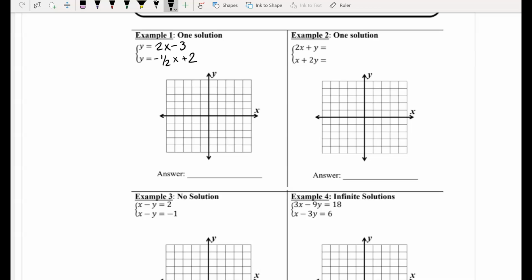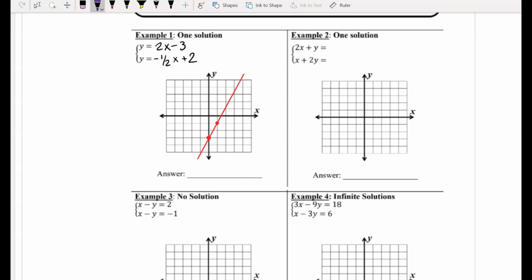y equals 2x minus 3 has a y-intercept at negative 3 and a slope of 2. So up 2 and over 1, and draw the line. Since we're going to read the intersection off the graph, you're going to have to plot these very carefully.